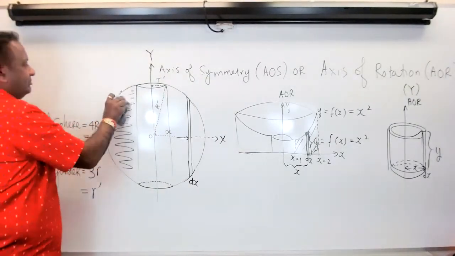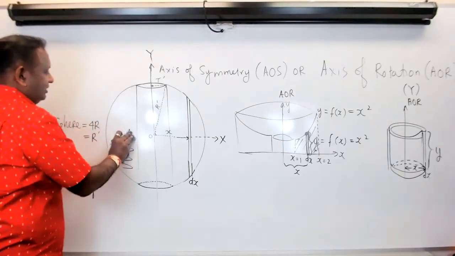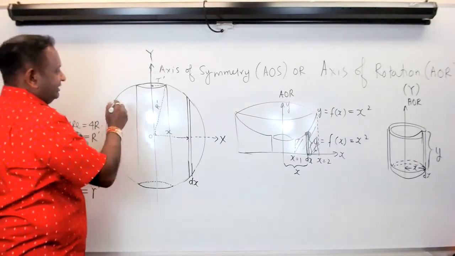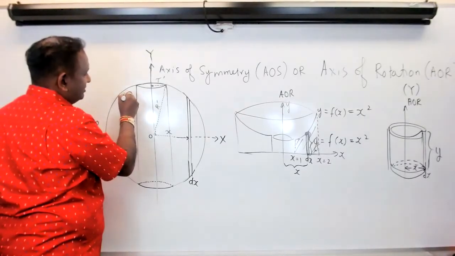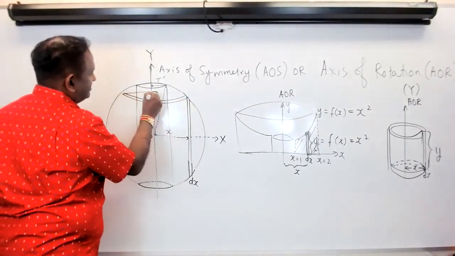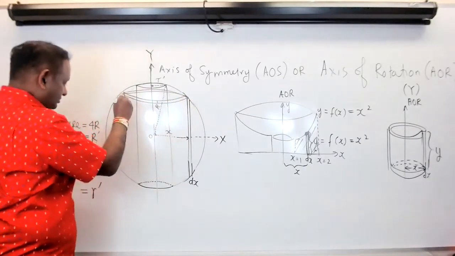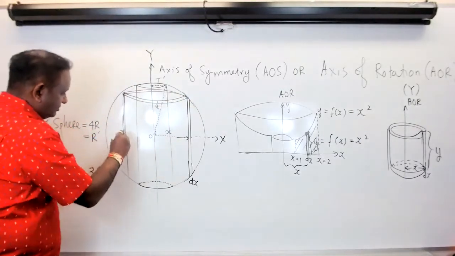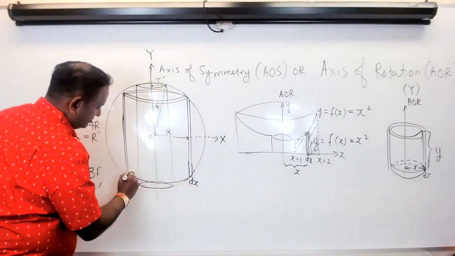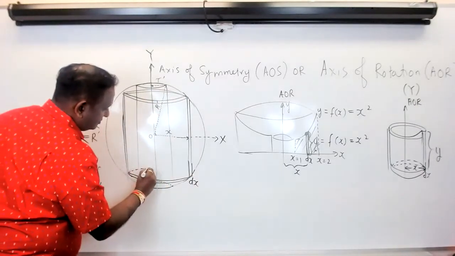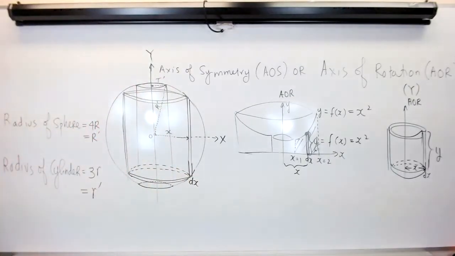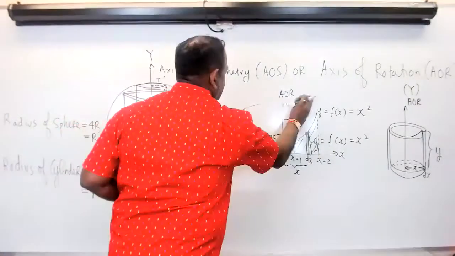So the only thing you have to do is find the volume of that shell only. It's like this. Okay, that shell. Let me erase this one.